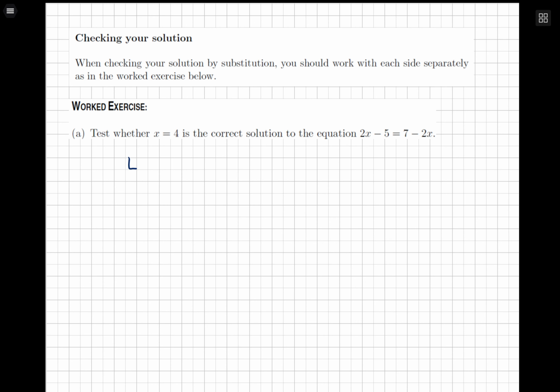So we start off with left-hand side equals, and we just write it exactly how it is. The left-hand side is 2x minus 5. Then we put in the substitution that we're checking, x is equal to 4. So we've got 2 times 4 minus 5. 2 times 4 is 8, minus 5 is 3. Now we can't straight away check with the right-hand side and see if it matches, because the right-hand side involves needing some work as well.